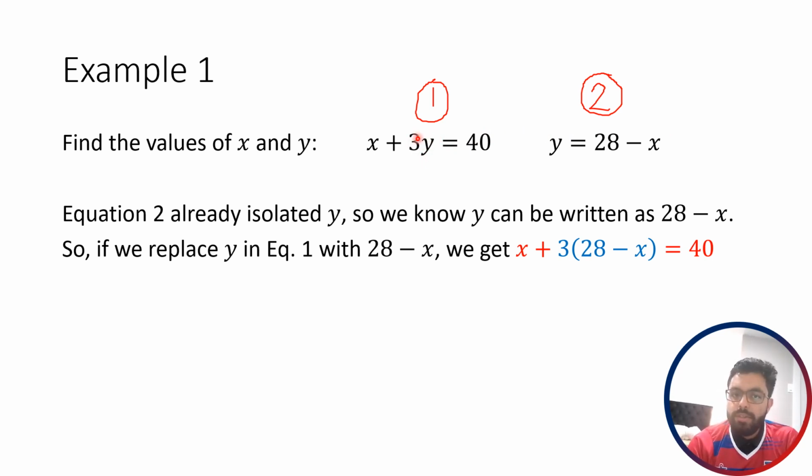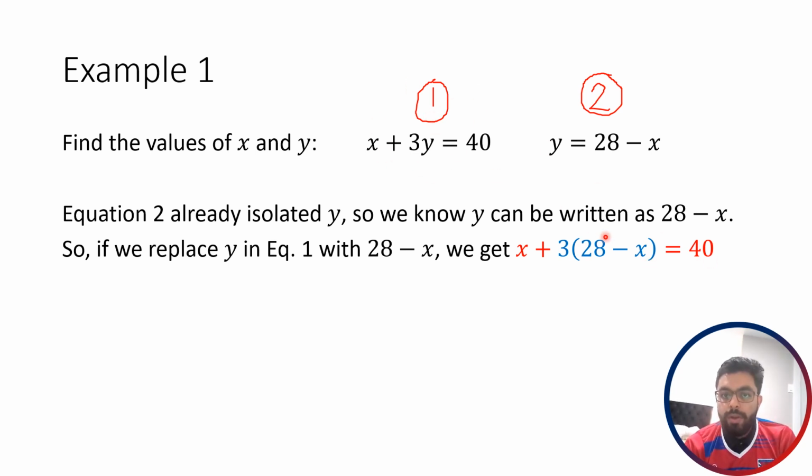Now it's being multiplied by the 3, so we still have to make sure we're doing that multiplication, right? So we're going to have to put the 28 minus x in brackets, because if we don't, then we're not going to multiply the x by 3. It gets a little bit weird if you don't put it in brackets. So as a good practice, whenever you substitute in the value for one of the variables that you got from the other equation, just put it in brackets to be safe, because it's all one unit that way. So we get x plus 3 times this whole thing, 28 minus x, equals 40.